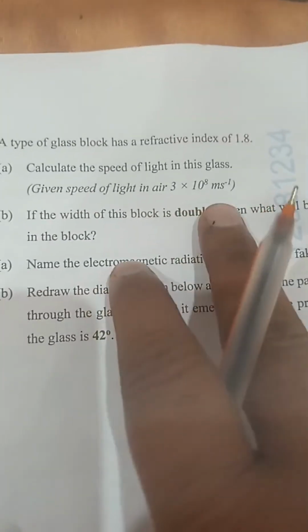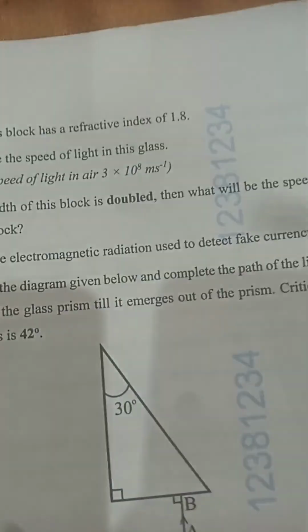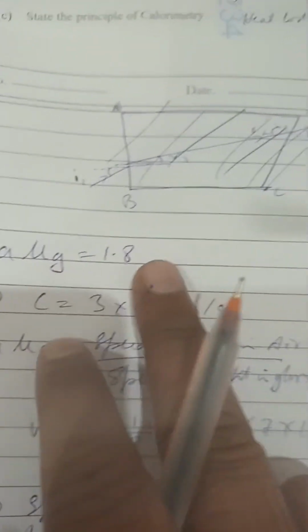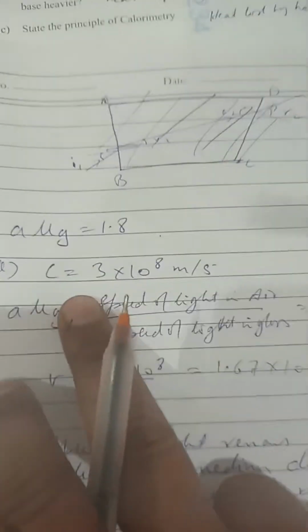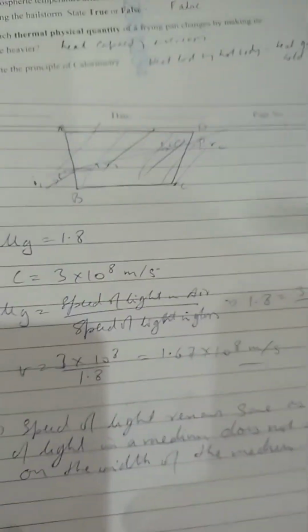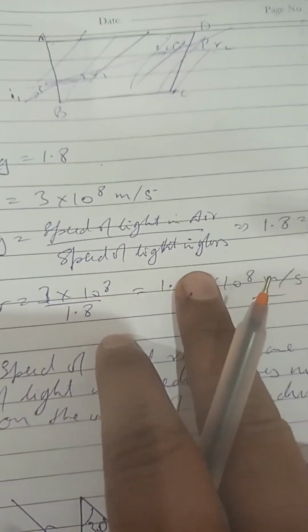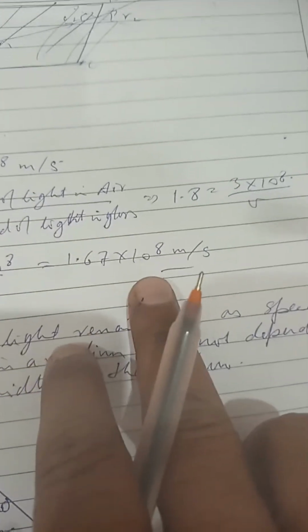Speed of light in air is given to be 3 into 10 to the power 8 meter per second. Okay. So again using the formula of refractive index, A mu g is given to us as 1.8. Speed of light in air is 3 into 10 to the power 8 meter per second. So A mu g equals speed of light in air upon speed of light in glass. That is 1.8 equals 3 into 10 to the power 8 upon V. So from here we get V equals 1.67 into 10 to the power 8 meter per second.